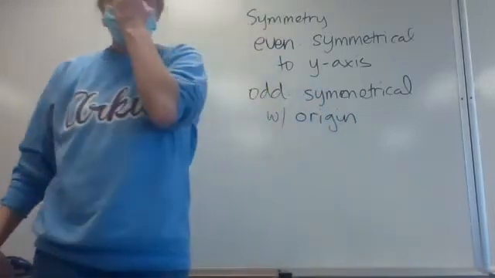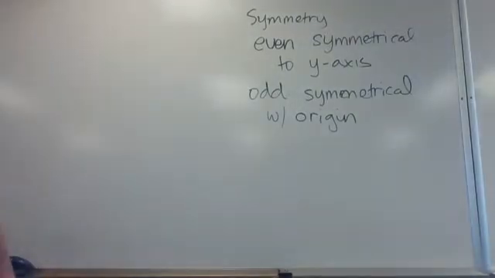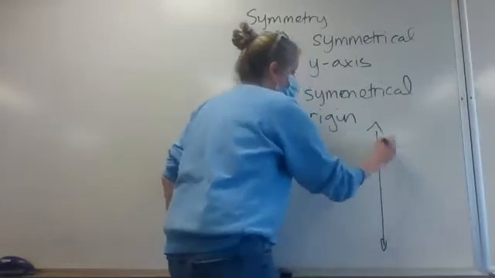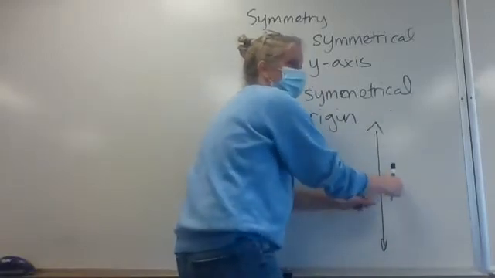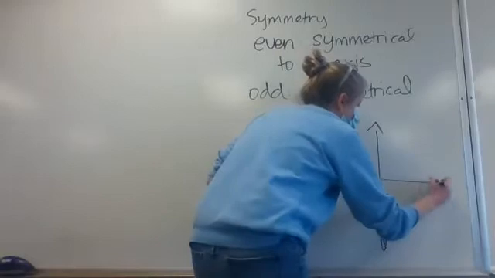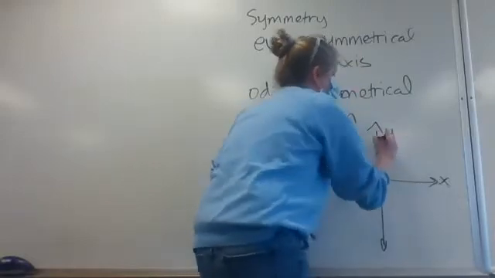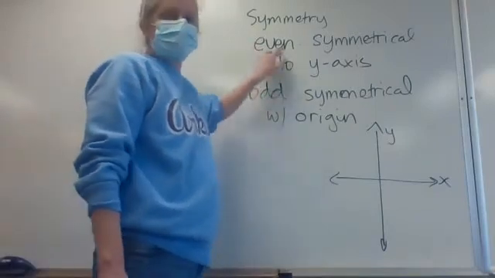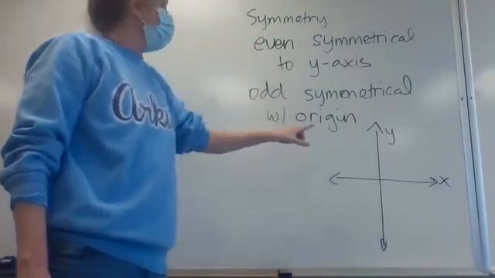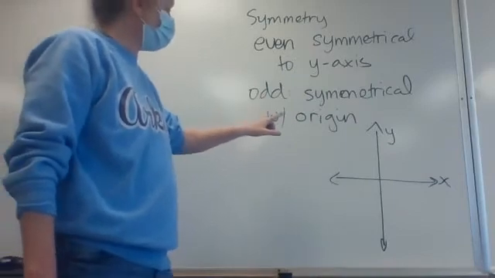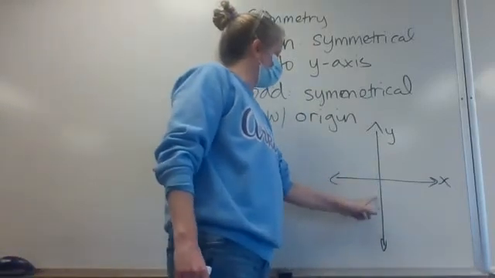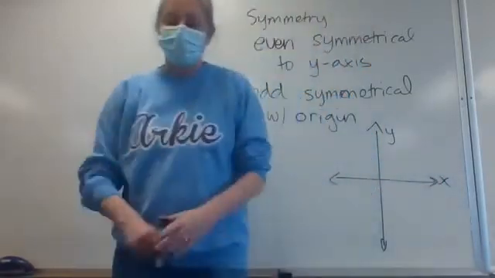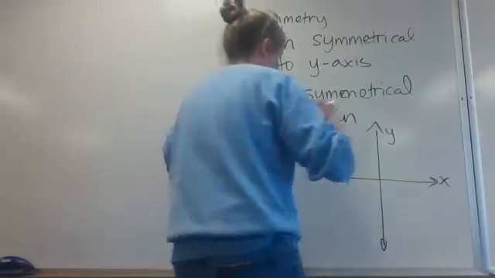So when we're talking about symmetry, even symmetry means you're symmetrical with the y-axis. Here's my y-axis. So if you are the same on both sides of the y-axis, then you have even symmetry. If you are symmetrical with the origin, then you have odd symmetry. You're neither if you don't have one of those. Okay, so when you're symmetrical with the origin, that means you're symmetrical with the x and then symmetrical with the y. But here's what this graph looks like.